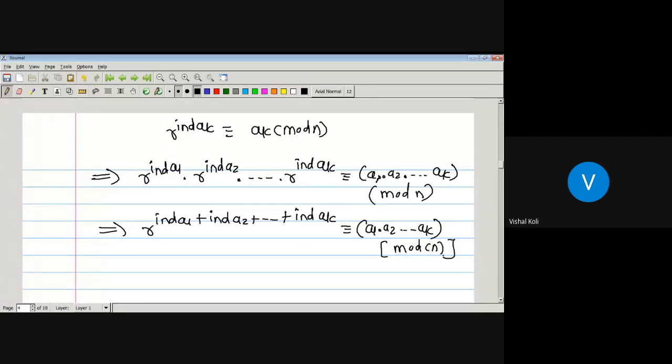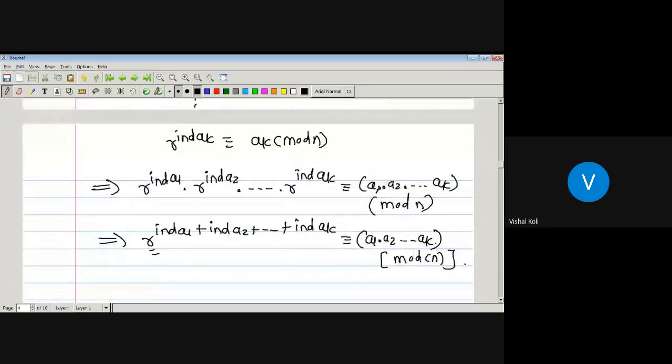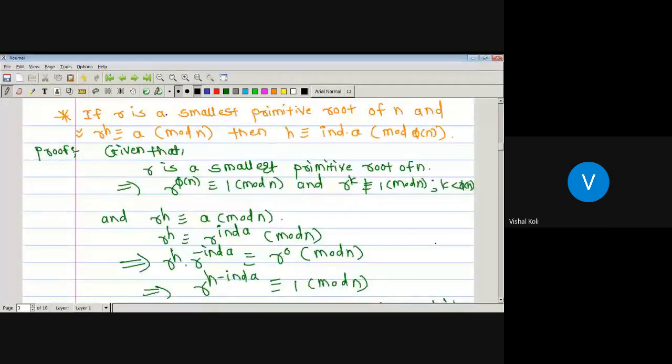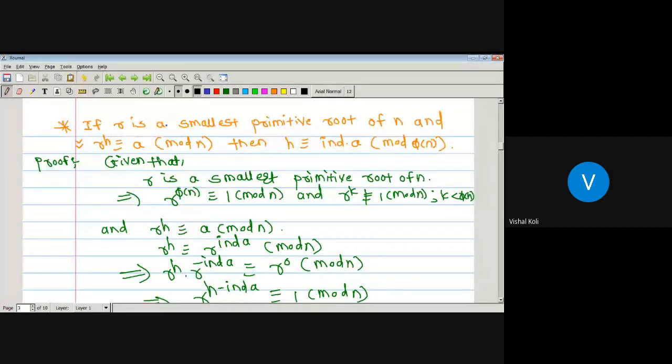Okay, now so here we get R is the smallest primitive root of N, and R to the power this index of A1 plus index of A2 plus up to so on index of AK is congruent to A1 A2 up to so on AK modulo N. Then by previous result, if R is the smallest primitive root of N and R to the power H is congruent to A modulo N, then this power H is congruent to index of A modulo phi of N.